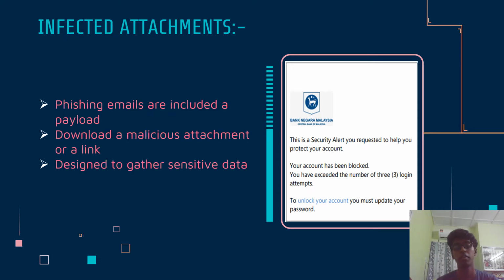Okay, the person's infected attachment. So phishing emails can take many different shapes. However, no matter how phishing emails are sent, they include a payload. It will either be a request to download a malicious attachment or a link to a fraudulent website. These payloads are designed to gather sensitive data such as logins, credit card information, phone numbers, and account numbers. For example, in this picture, you can see clearly that they attach a link.